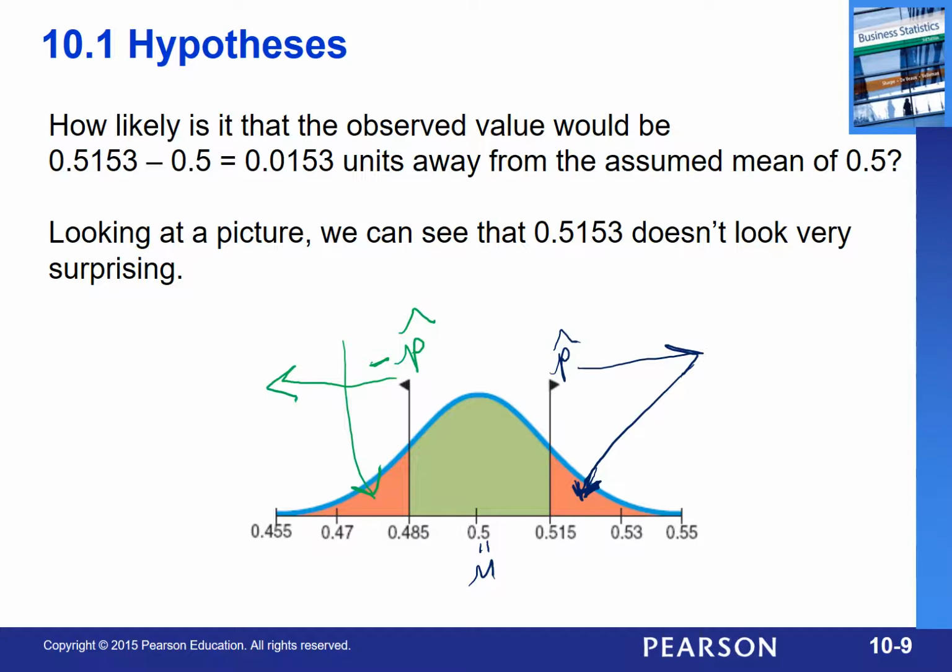Cool. So we asked ourselves, how likely is it that I got that sample that I did, given that the null was true? So we're really asking, just how unusual is 0.5153? It doesn't look very surprising. If you're wondering why I say that, hey, look down at this graph.